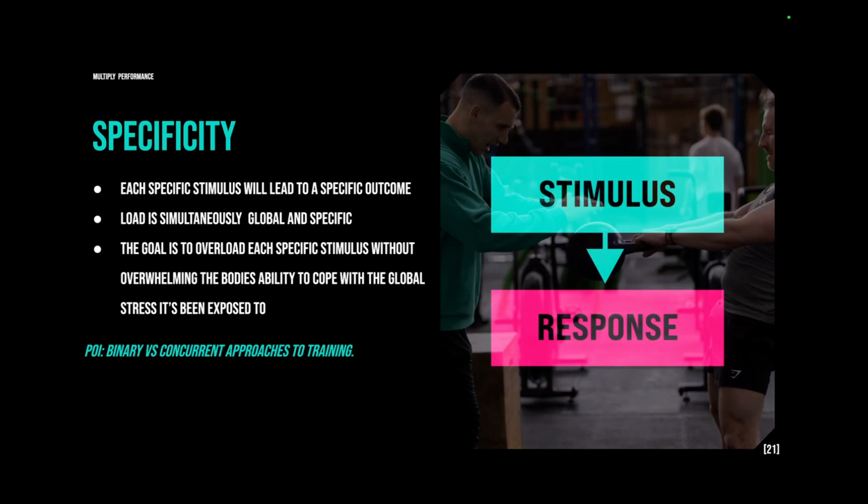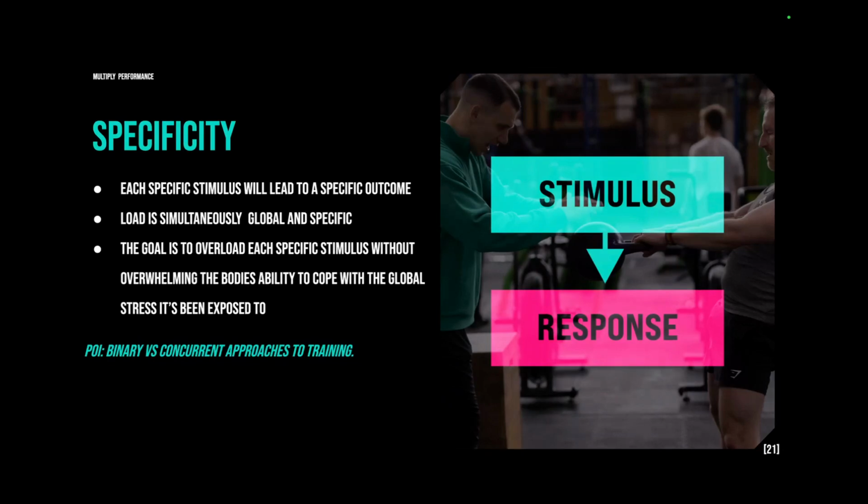This becomes particularly important when we start looking at the difference between binary and concurrent approaches to training. So if I'm looking at a standard linear model of training where I take someone from block 1, which is focused on maximum strength development, to block 2, which is focused on maximum power development, because I'm only really focusing on one stimulus, the chances are that I'm not going to overload the global system, so I can focus more on just making sure that I'm getting enough load in each area to promote the adaptation that I want to see within each block.